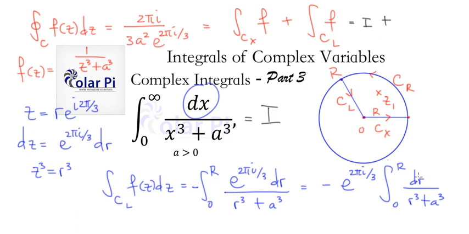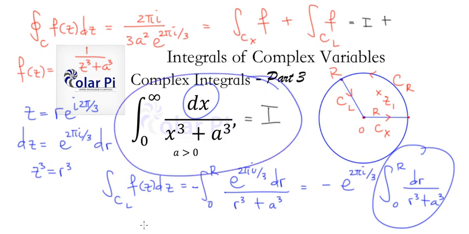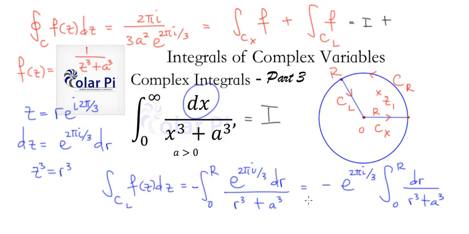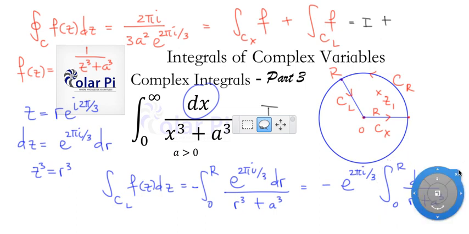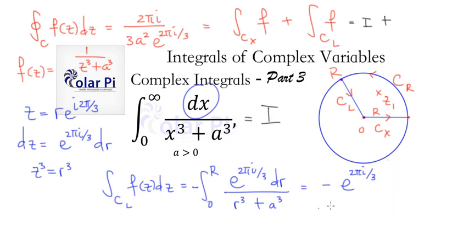But wait, as I've already said, we're going to send r to infinity. So when we send r to infinity, this integral here is I, the integral we're after. So the integral over CL is really just this times I. Because r is going to go to infinity, we've got the integral over CL is negative e to the 2 pi i over 3 times capital I, the original integral we're trying to find.